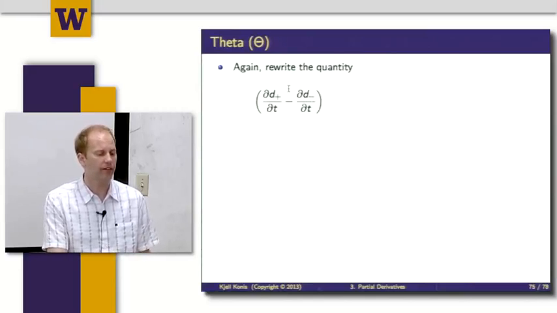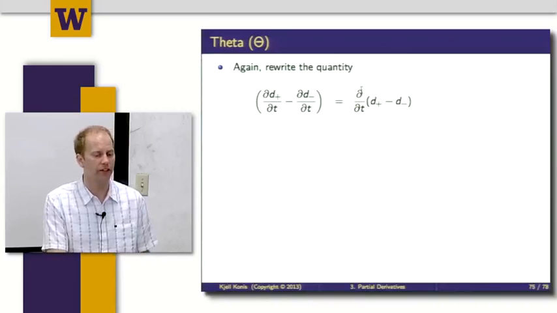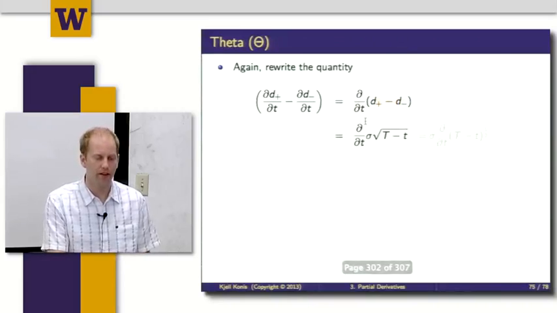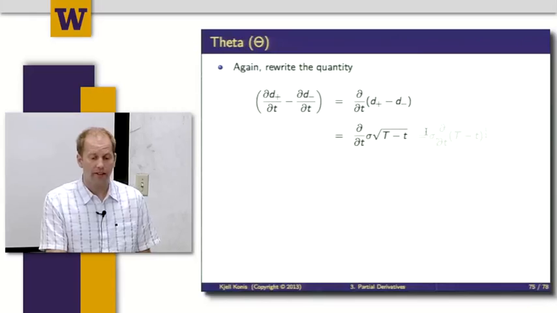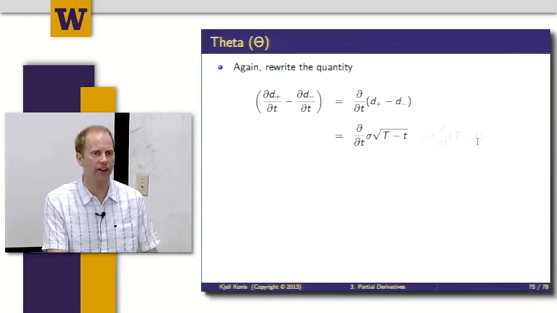So I'm going to look at this quantity in a little bit closer detail. So I can rewrite that again as the partial derivative with respect to t, just of d plus minus d minus. And so in light gray here, I tend to confuse myself if I try to take a derivative of something with a square root, just like when I have a rational function. If I have 1 over sigma, I'd rather write that as sigma to the minus 1. Here I have square root of T minus t. I'd rather write that as the quantity T minus t to the 1/2.